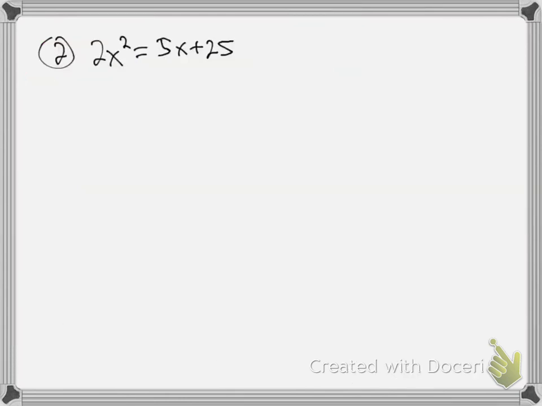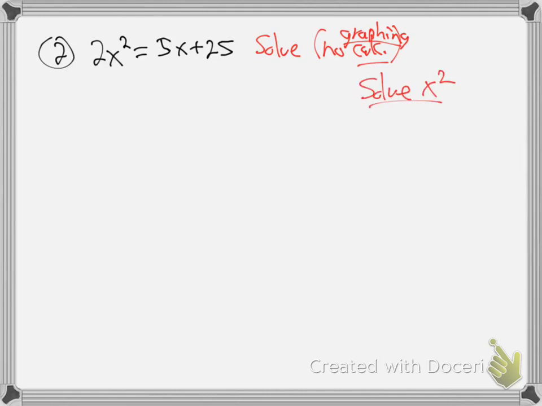Okay, so on number 2, we're supposed to solve. This is no graphing calc. You can use a regular calc, but we're not going to solve this one by graphing. So how do we do it? How do we solve an x squared? What's the plan? Step 1, get a 0. Step 2, try to factor.